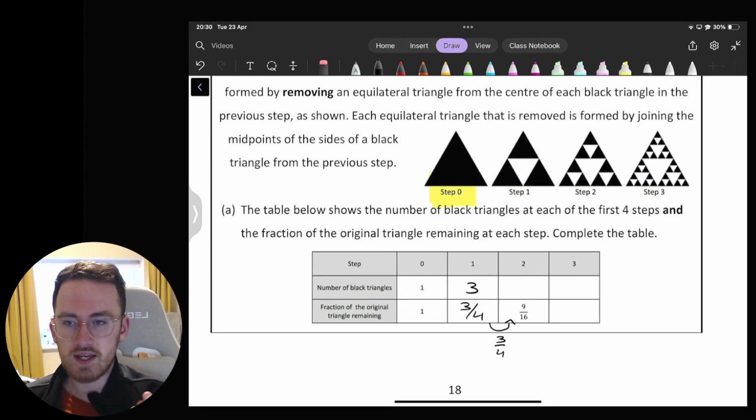make sense. For each black triangle, we are removing 1 section of that, or 1/4 of that triangle. So 3/4 is being left behind or remaining there. So in each case, we're leaving behind 3/4 of my triangle.